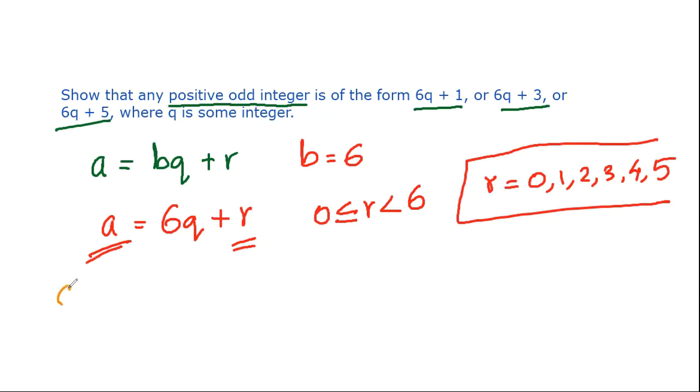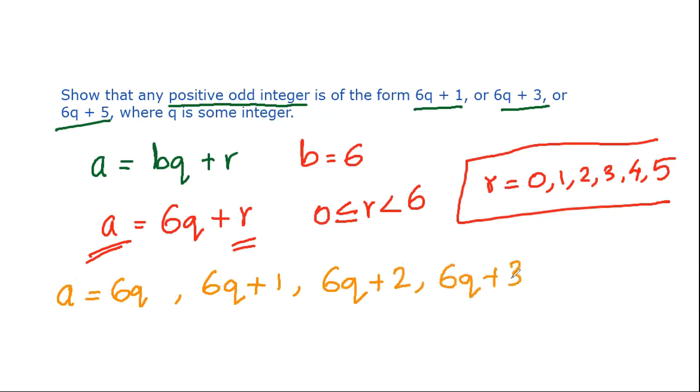So here we will get a is equal to, when r is equal to 0, that will be 6q. When r is equal to 1, that will become 6q plus 1. When r is equal to 2, 6q plus 2. When r is equal to 3, 6q plus 3. Like that, when r is equal to 5, it will become 6q plus 5. These are the possible forms of any positive integer. Now let's see which are odd among them and which are even among them.